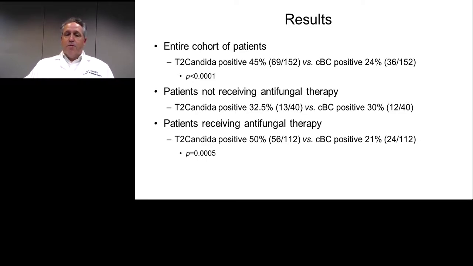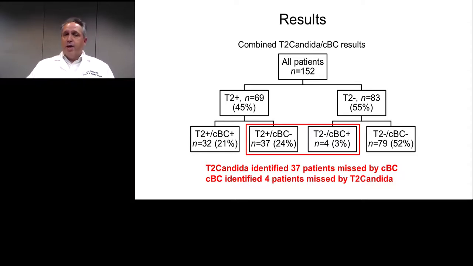So if we break down the combined T2Candida and companion blood culture results, we get this flow chart, again, starting with the entire cohort of 152 patients. If you just go to the bottom row there, you can see that T2Candida and companion blood cultures were simultaneously positive, both positive, in 20% of patients. On the bottom right, you see that both tests were negative, T2 negative, companion blood culture negative, in just over 50% of patients. And then within the red box, you get the discrepant test results.